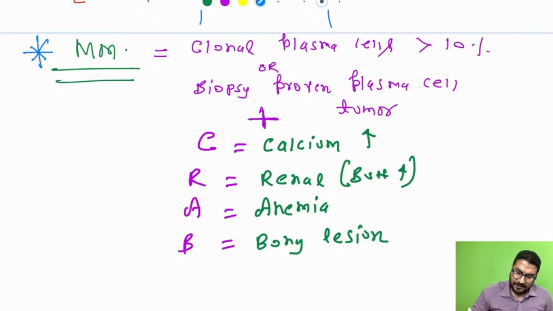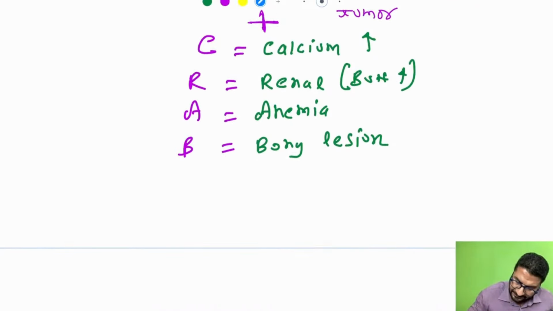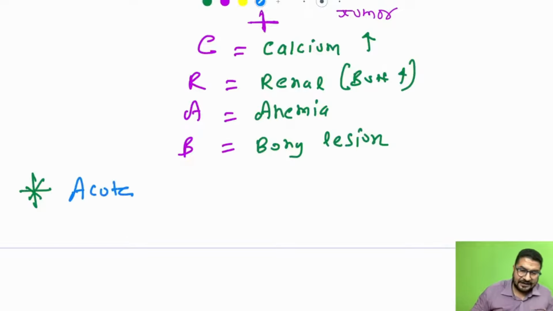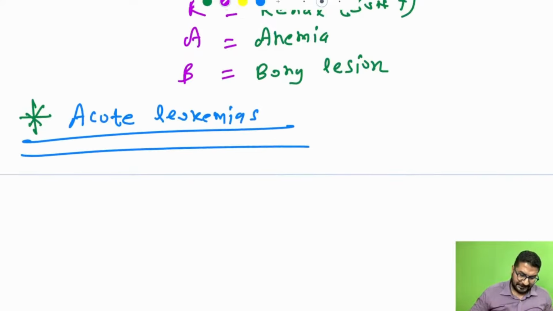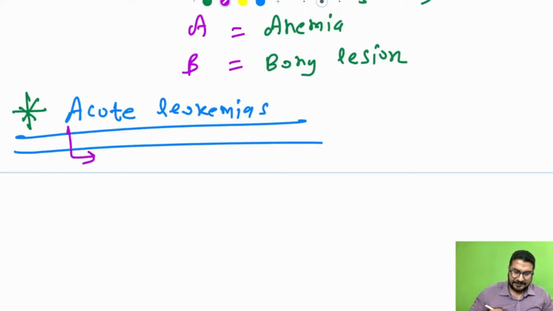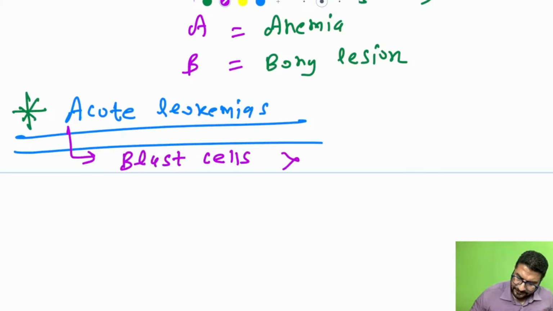So understand this thing. To diagnose multiple myeloma, you need plasma cells more than 10%. Now compare this. How will you diagnose acute leukemia? In a clinical question you have to carefully identify a few things. In case of acute leukemias, what do you need to see? You have to see the cells. If you see blast cells in acute leukemia, blast cells will be more than 20%.